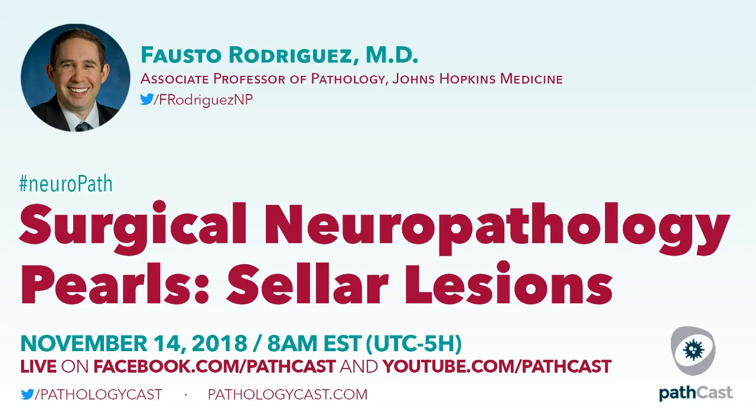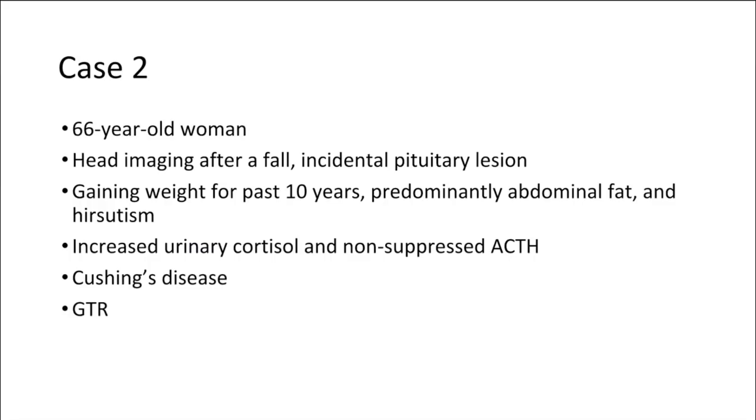Okay, let's move to the next one, which is case number 2. This was a 66-year-old woman who had head imaging after a fall, and they found an incidental pituitary lesion. Now, going back in the history, they saw that the patient actually complained of gaining weight for the past 10 years, predominantly in the abdomen, and also had some hirsutism. They had a hormonal endocrine evaluation, and they noticed that the patient had an elevated urinary cortisol and a non-suppressed ACTH, which confirmed the diagnosis of Cushing's disease, and had a gross total resection of the lesion.